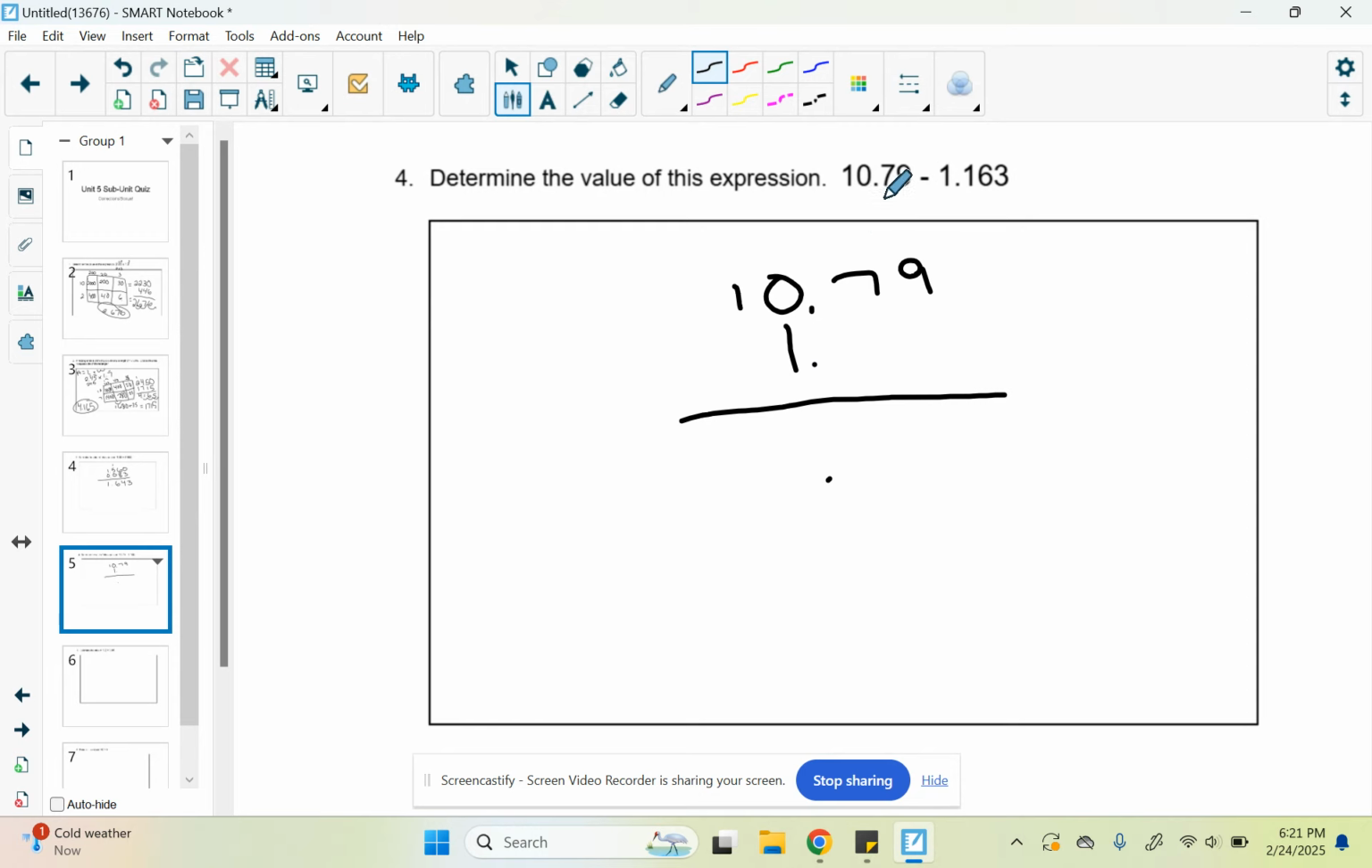In the tenths place, we have a 7, and then in the tenths place here, we have a 1, so those stack together. In the hundredths place, we have a 9. In the hundredths place here, we have a 6, so those stack together. In the thousandths place here, we don't have anything, so we're going to add on a 0, because in the thousandths place here, we have a 3. So now we have everything stacked together. Tenths with tenths, hundredths with hundredths, thousandths with thousandths.